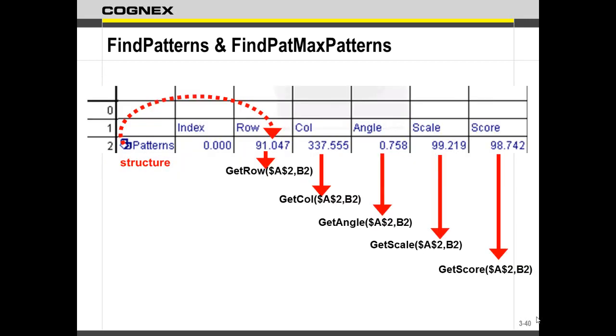Now you might say, what's actually going on underneath it? So if I actually took a look at those cells, and I saw what was sitting in the formula editor, this is doing a get row, looking at this structure, looking at this index. So get column, get angle, get scale. You can tell that we really spend a lot of time on trying to make these descriptive.